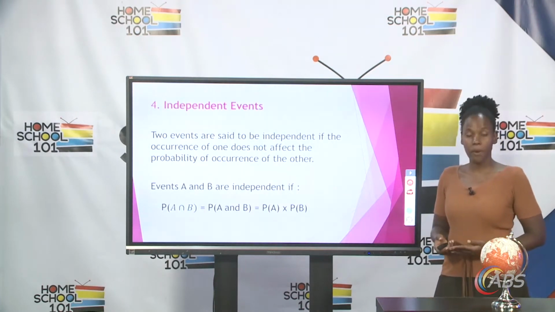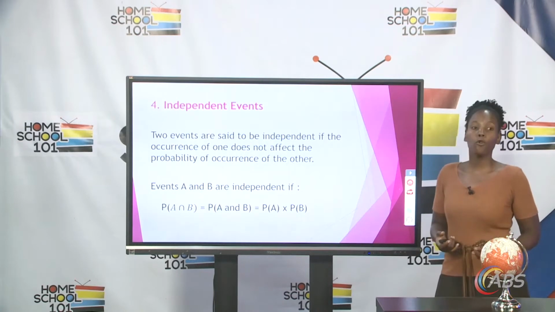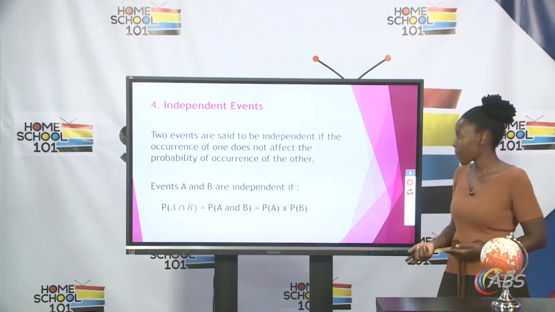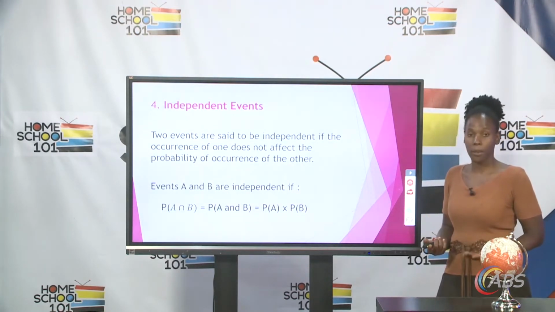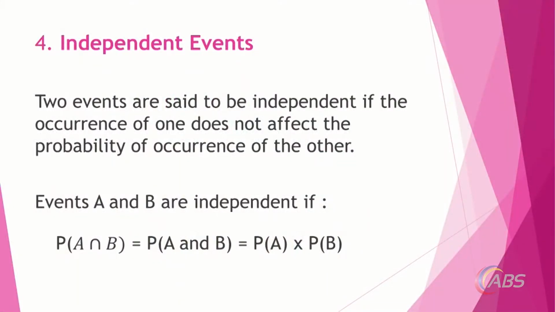The fourth type of event that we will look at is independent events. Two events are independent if one does not affect the other. So the probability of one occurring does not affect the probability of the other occurring. In this case, the probability of A intersect B for independent events is equal to the probability of A times the probability of B.